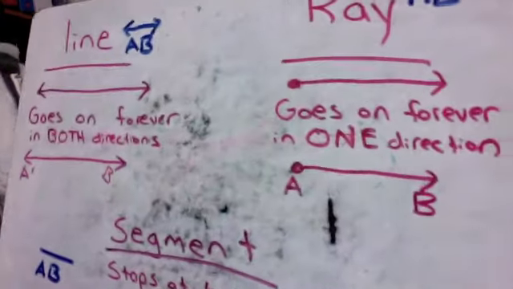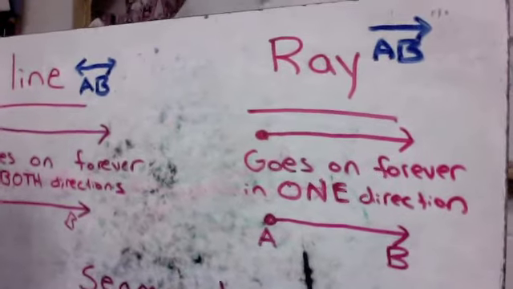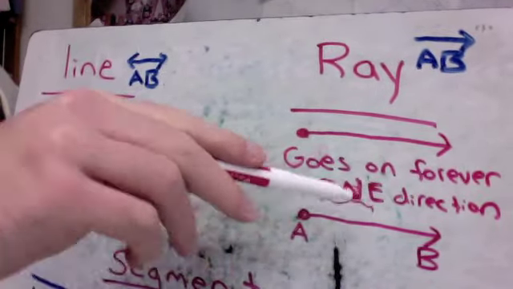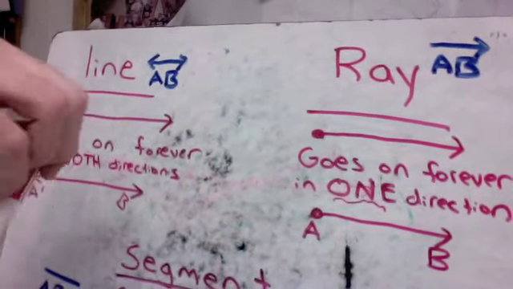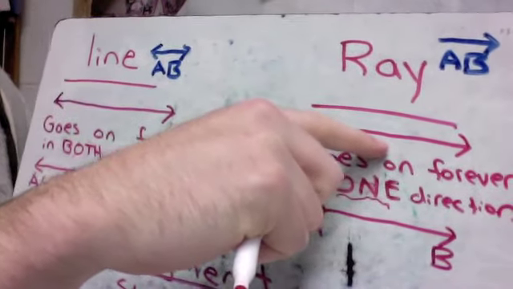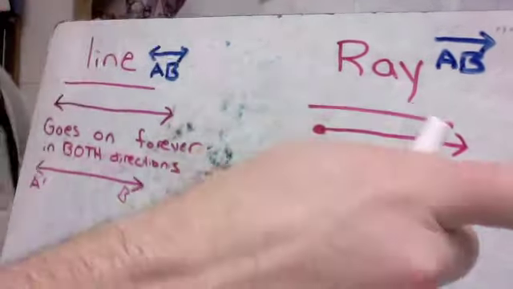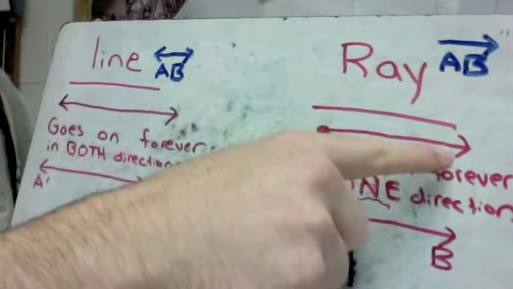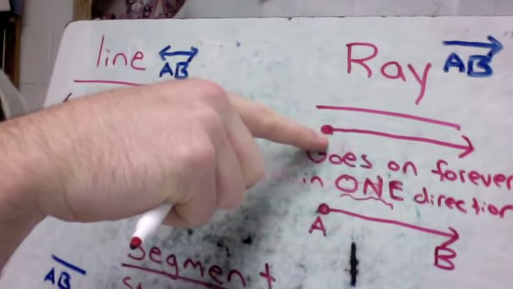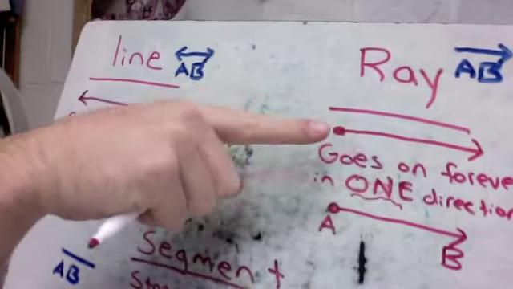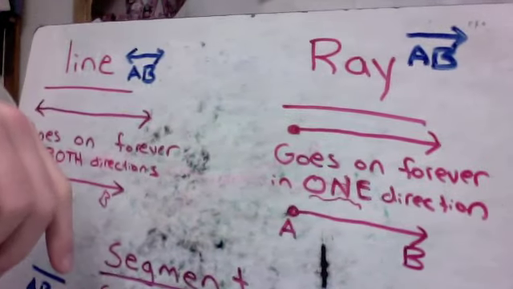Now, we're going to slide over to the ray. The ray is something that goes on forever in only one direction. So here would be an example of a ray. We've got this part of the ray that just keeps going. It's got the arrow, it just keeps going. This part with the dot just stays there. It doesn't go any further out. So this would be a ray. It only goes on in one direction.